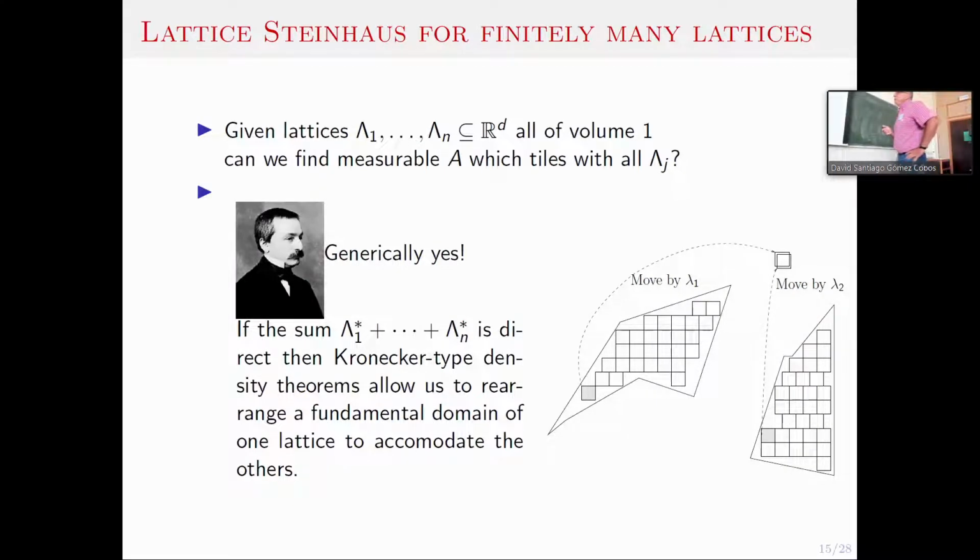The real assumption here is that we demand that the sum of the dual lattices is a direct sum. What's a direct sum? I do not want any selection of a point from here, plus a point from here, plus a point from there to add up to 0. No relations, in other words. This is clearly the generic case. If you select them at random, they will satisfy this. Now, if you have such a direct sum, then it's an analogous phenomenon to what we have in one dimension: the multiples of an irrational number are dense modulo 1, right?